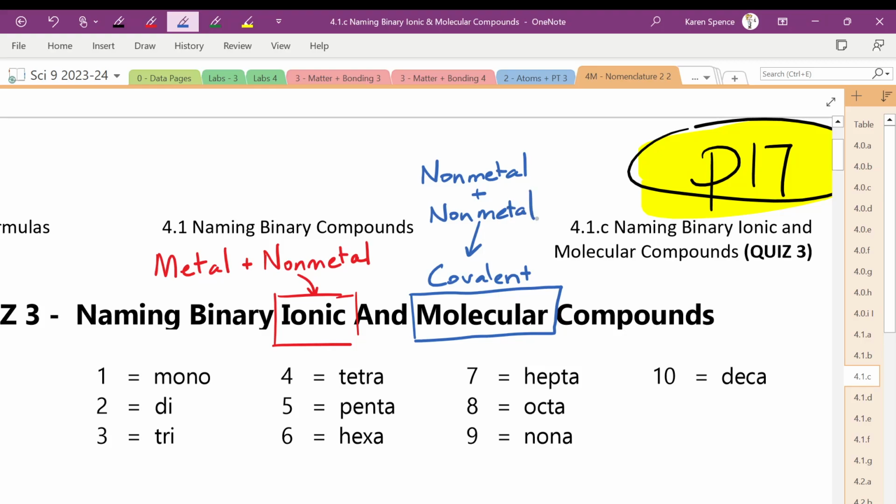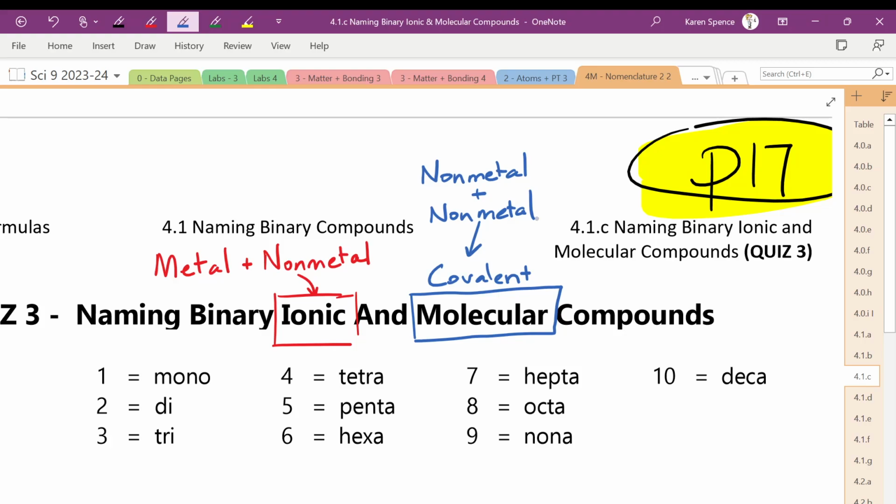Okay. And if you've done quiz one, that was the ionic compounds. If you've done quiz two, that was the covalent compounds. If you've not done either quiz one or quiz two, you'll be finishing those up today.